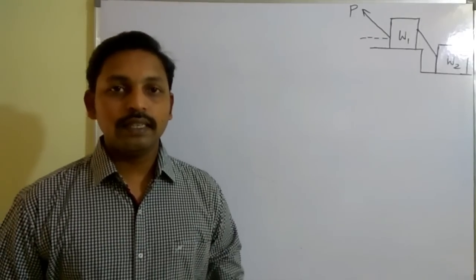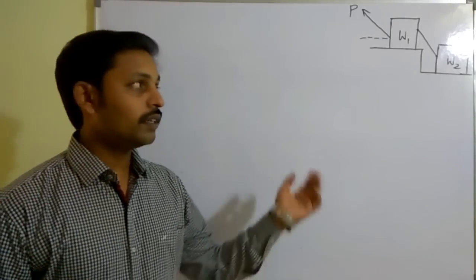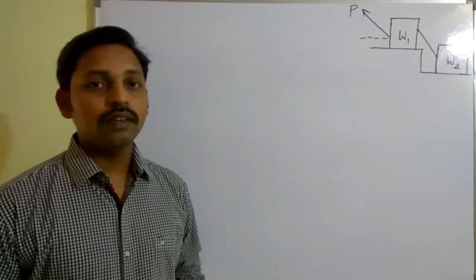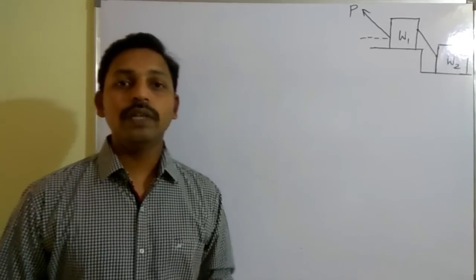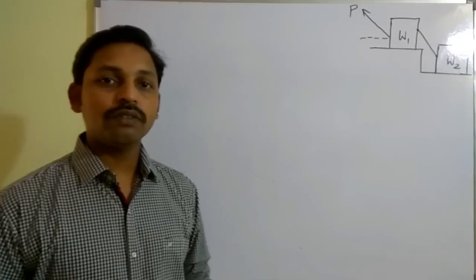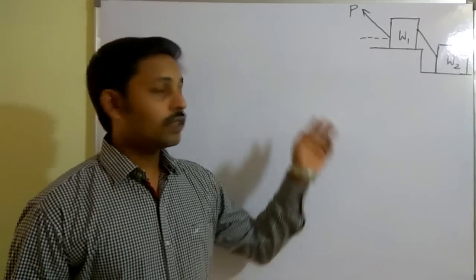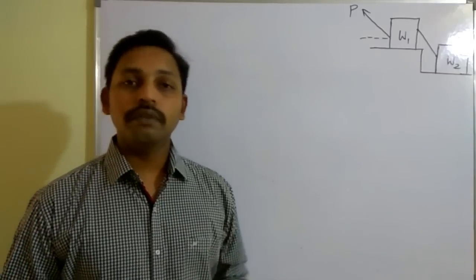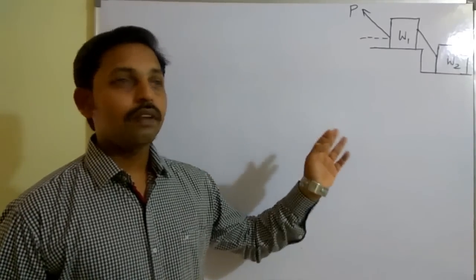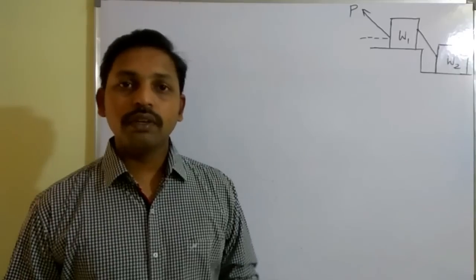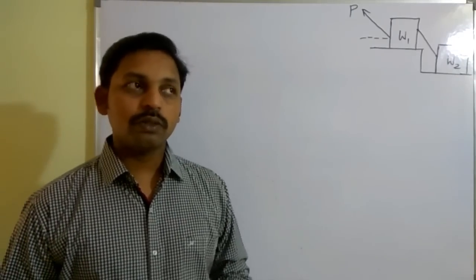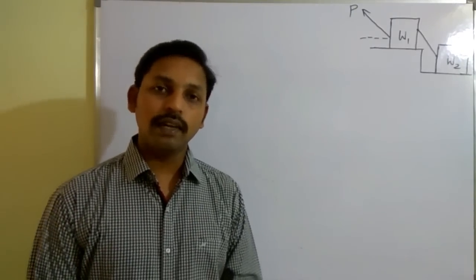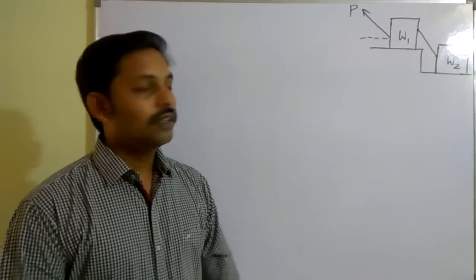The given question is: there are two blocks resting on a horizontal surface like that, with weights W1 and W2, connected by means of a string. They are asking to calculate the least possible value of force P, and the angle of friction for each and every block is phi. So that means they are asking to express the answer in terms of phi.